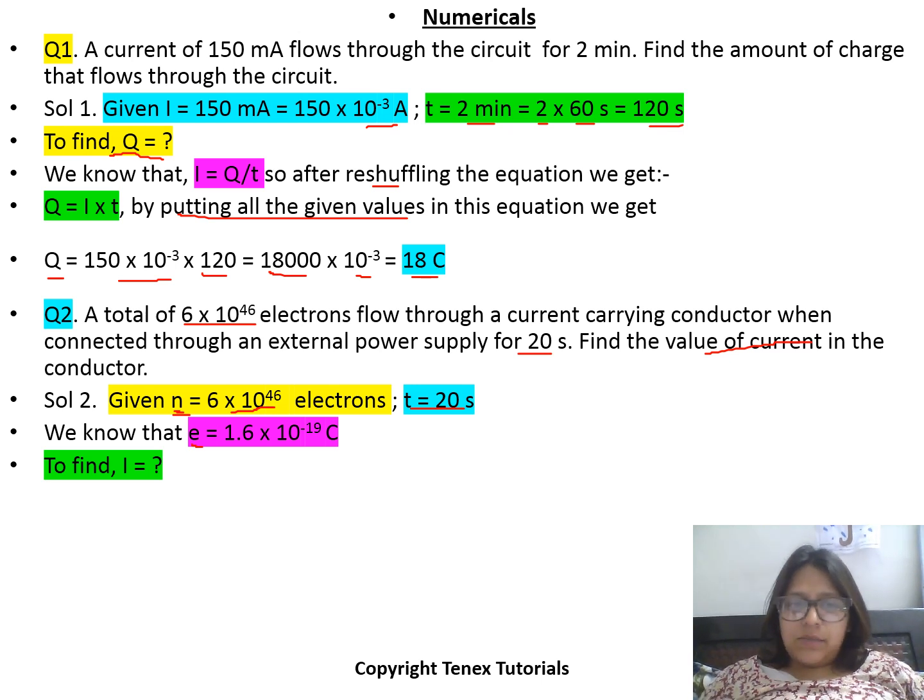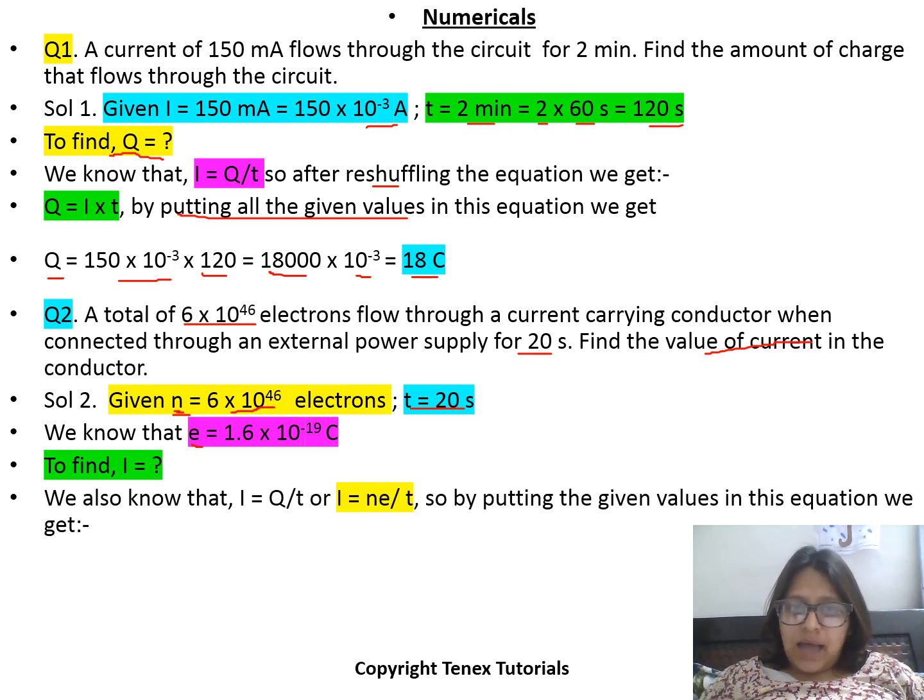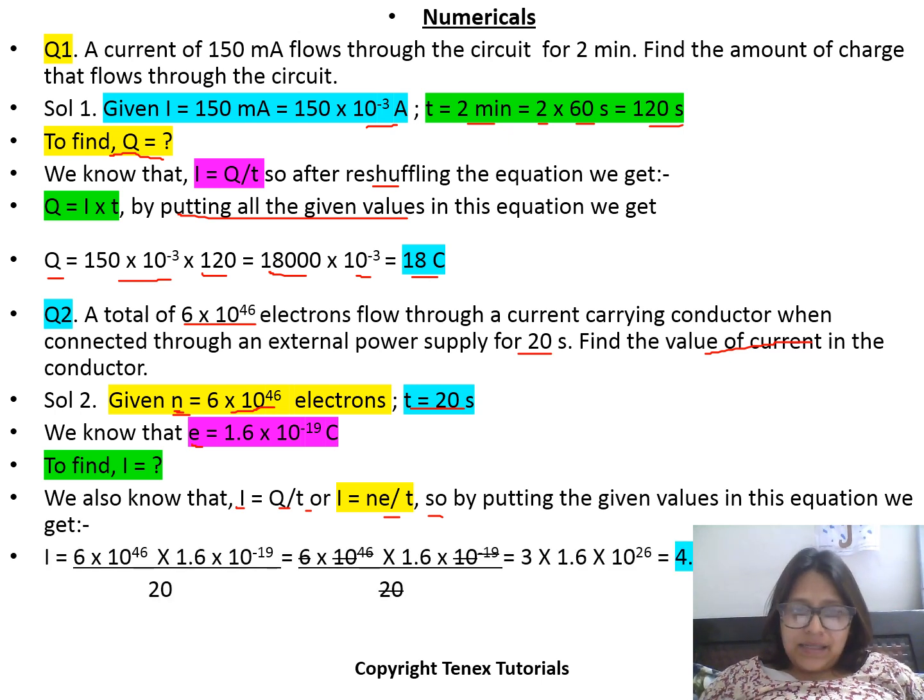For this we know of an equation. We know that I is equal to Q upon T, and we also know that this is further equal to NE upon T. So if we put all the values in this equation, what do we get? We get I is equal to, instead of n, I've written 6 into 10 raised to power 46. Instead of E, I've written the actual value, which is 1.6 into 10 raised to power minus 19. And instead of T, now I've written 20 seconds.